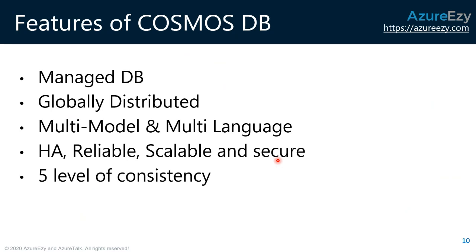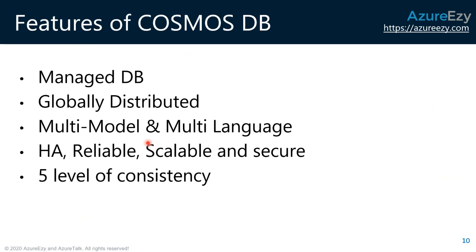Cosmos DB also provides unlimited scale for both storage and throughput. There is a concept of horizontal partitioning in Cosmos DB. Horizontal partitioning allows Cosmos DB to scale limitlessly. We will understand that part when we look at the structure, the partitioning key, or the partitioning.